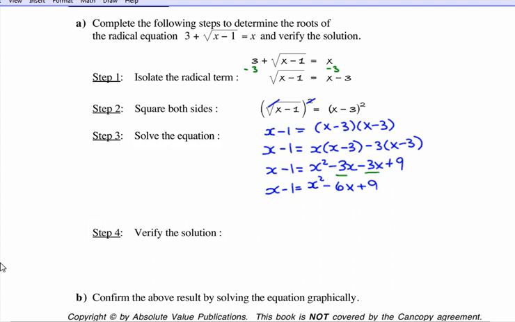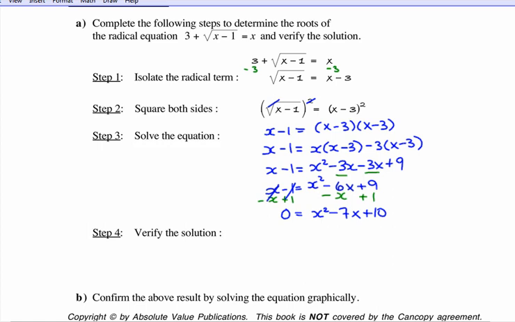So we're going to add 1 to both sides. So add 1 and minus x. Whenever we have an x squared, we need one of the sides to equal 0. So I have 0 equals x squared. Negative 6x minus x gives us minus 7x, and 9 plus 1 is 10. So we have a quadratic, so we need to factor it.